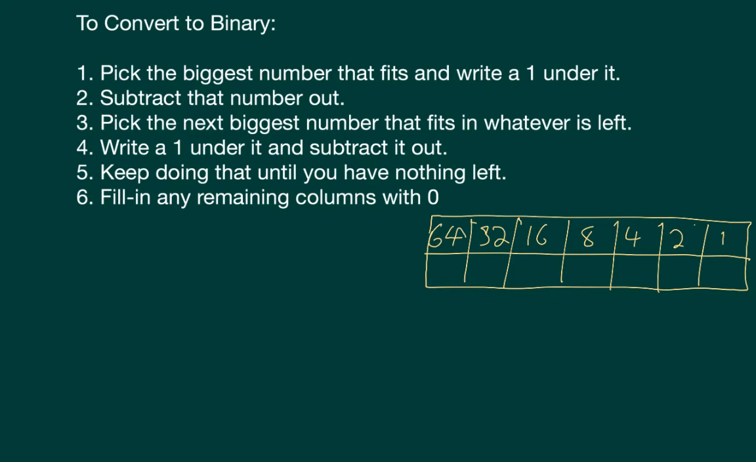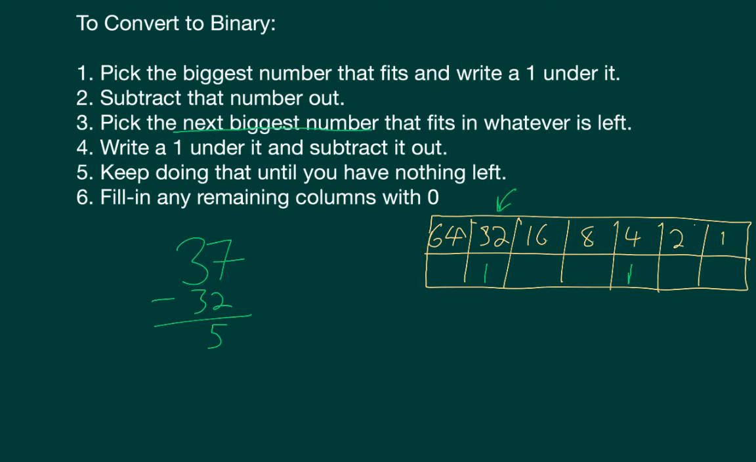So let's try it. Let's pick the number 37. 64 is too big. So let's pick the biggest number that fits in 37. That's 32, and write a 1 under it. Subtract 32 out, and we get 5. Pick the next biggest number. So 16 doesn't fit in 5, 8 doesn't fit in 5, 4 fits in 5, and write a 1 under that.